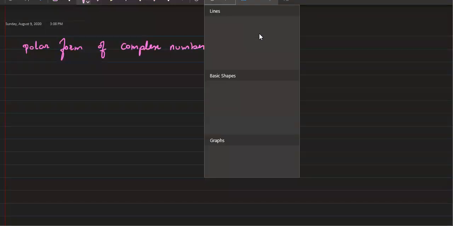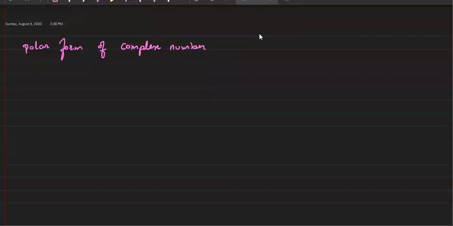So when you talk about polar form of complex number, what is the meaning of that? Now, before starting this, let me tell you, this is same as vector. Now, I told you that a complex number can be treated as a vector.